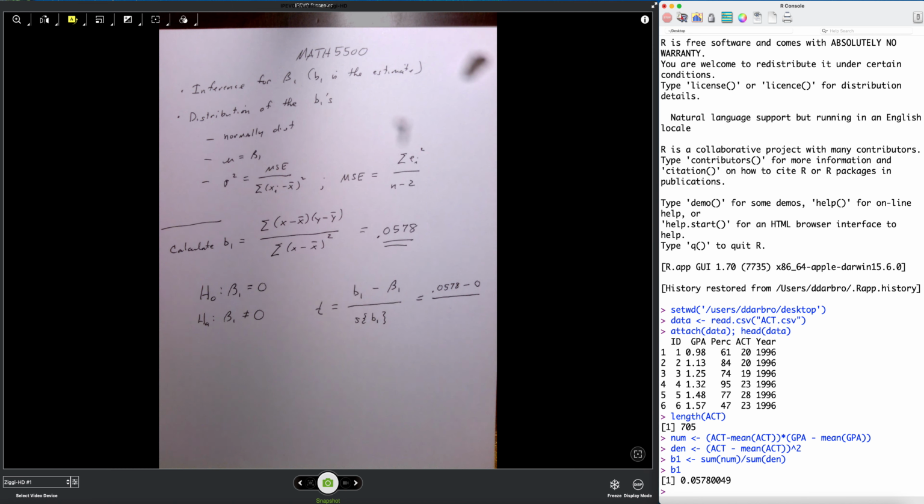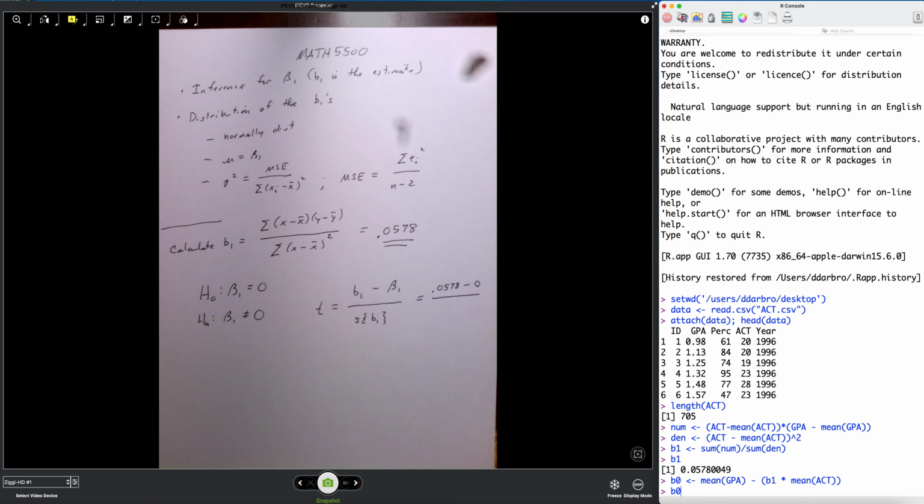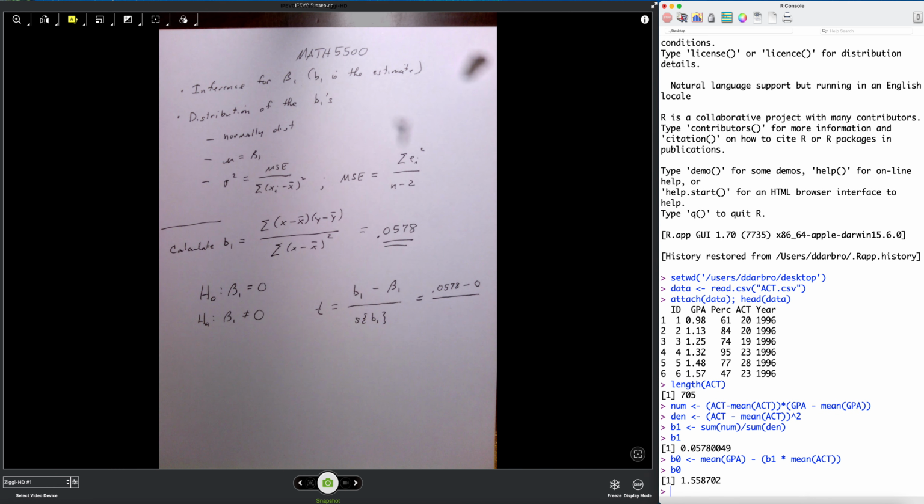So what I would want to do there is, let's just go ahead and calculate beta 0, which we're going to need. So we need the mean of the y's, which would be GPA, minus B1 times the mean of our x's, which would be ACT. So beta 0 is going to be equal to 1.55.